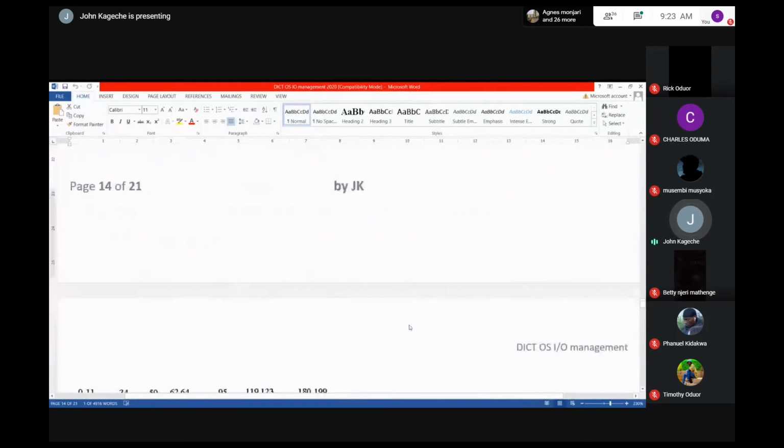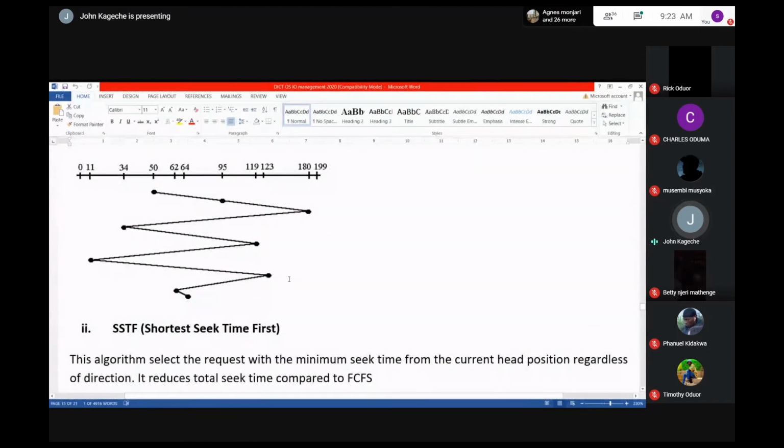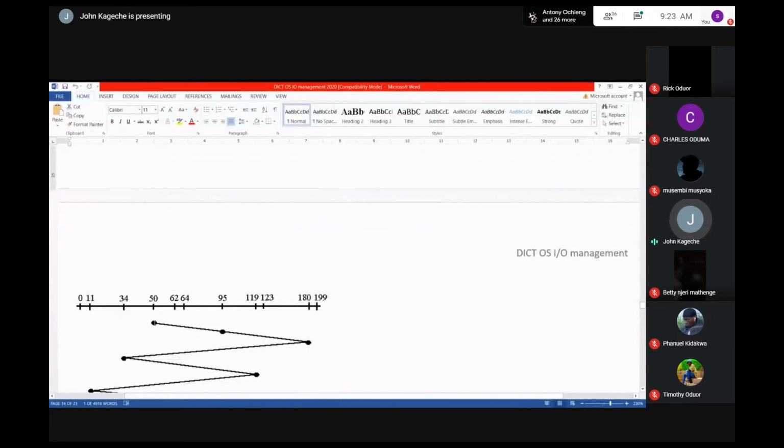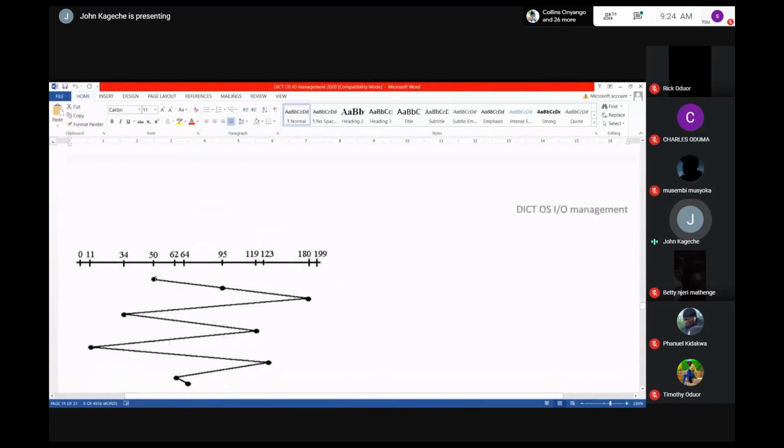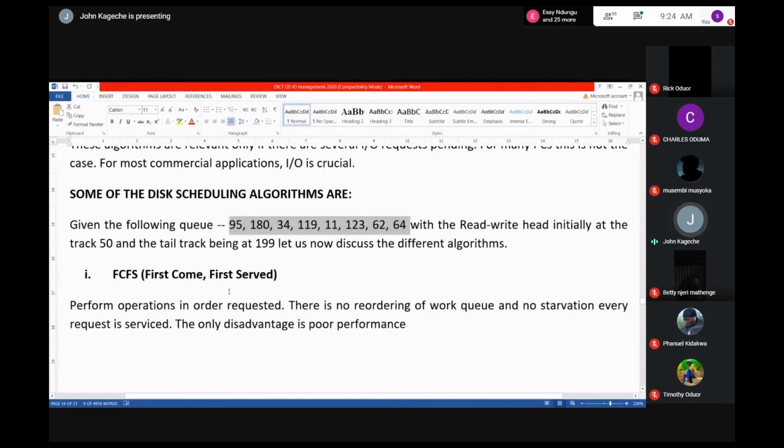So the first thing you should do in this case is to draw the diagram like this. You see this diagram the way it is. For the first come, first served basis, you will draw the tracks the way they are, from 95 up to 64. But the initial point of your read-write head is 50. That is where the read-write head is. So you will go to 95, go to 180, go to 34, go to 123 or 119, go to 11, go to 123, go to 62, then go to 64. That is the way it's supposed to be.